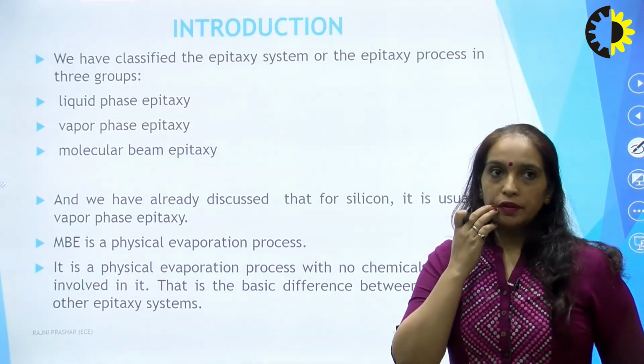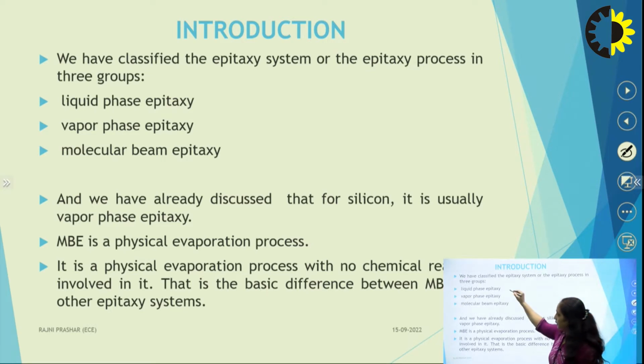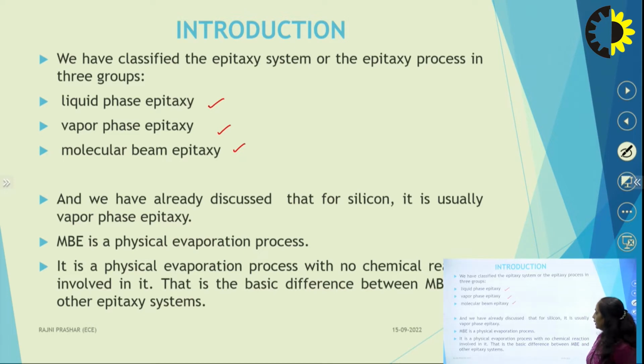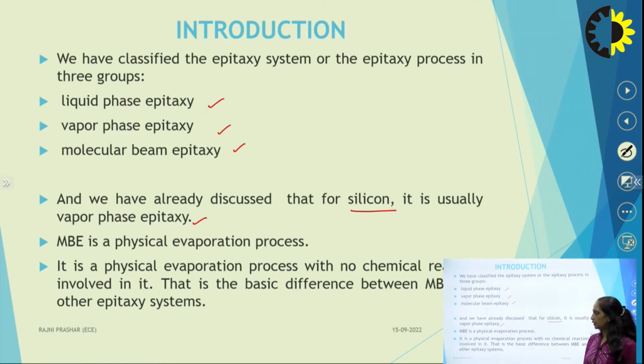So till now we have covered the classification of epitaxial systems, that is, how the epitaxial process can be classified into three parts: liquid phase epitaxy, vapor phase epitaxy and molecular beam epitaxy. And we have already discussed that for silicon we generally prefer vapor phase epitaxy because the melting point of silicon is very high. So we cannot use liquid phase epitaxy for silicon.